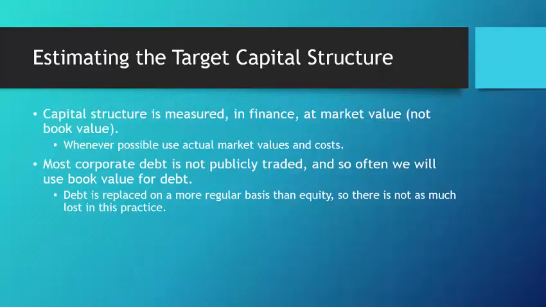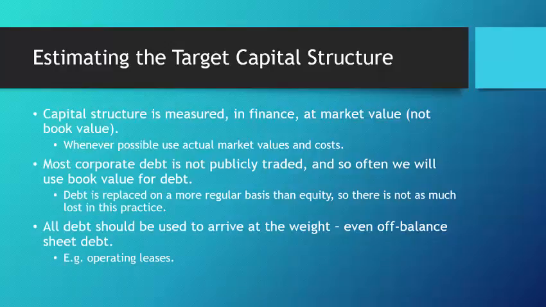However, debt, which gets replaced on a regular basis because you have to pay it off and then issue new debt, is really a lot closer to its market value anyway. So we don't lose as much by going with the book value of debt. All debt should be used to arrive at our weight, and that's really what we're looking at for this target capital structure. We're looking at the proportion of debt capital to equity capital. That's really what we're going to be spending most of our time looking at.